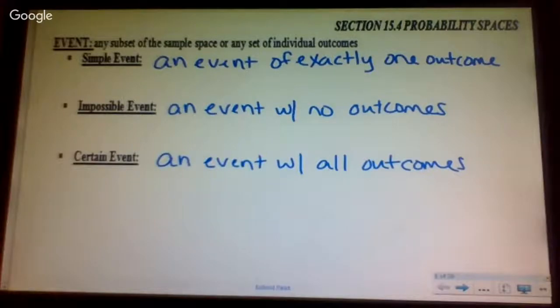So, something like the probability of rolling a 1, 2, 3, 4, 5, or 6 on a die. Any, all of the above. Okay? It's all of the above. Choice E. Choice E, all of the above.